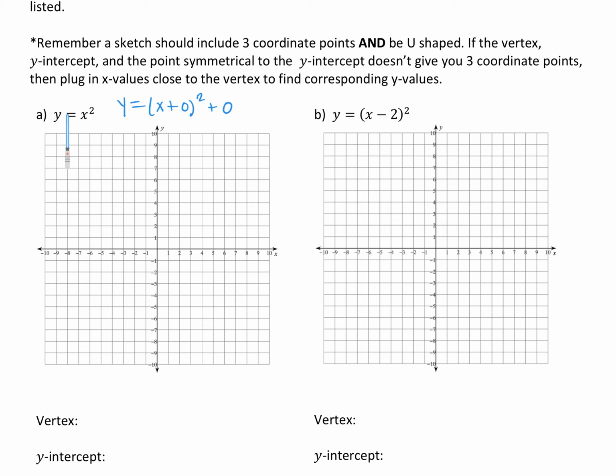And this form right here has no parentheses. So again, that's like having a 0 inside of the parentheses. And then there's no plus or minus at the end, and so that's like having a +0. So in this instance, the H is a 0, and the K is also a 0. And so when we plot the vertex, it's 0, 0. Right here is the vertex, 0, 0.